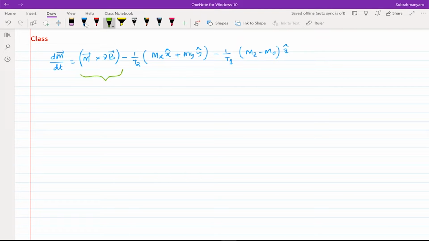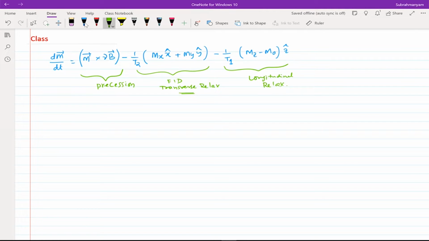This first term is something that causes torque, and eventually the precession that you observe is dictated by this term. This term is the free induction decay, as you call it, or this is also due to the transverse relaxation. And this is the term which is related to the longitudinal relaxation. This is what we did in the last Zoom class also.